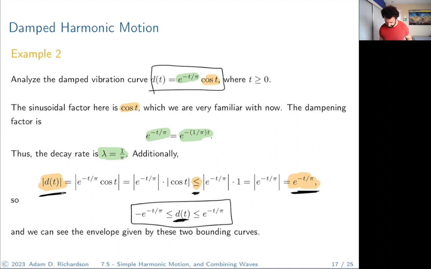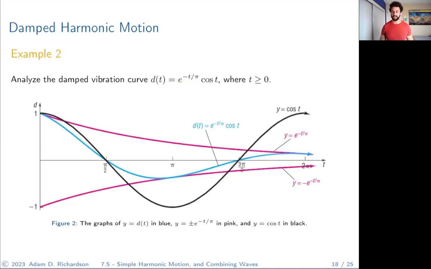It's really, really nice. So let's look at it pictorially. Let's see what's actually going on. So the black curve that you see here, that's just the standard cosine curve, cosine of t. The blue curve is what we get when we apply the dampening factor of e to the negative t over pi to it. So what's essentially happening is this. Let me grab my highlighter. We're taking this curve and we're applying a dampening factor to it. And when we do that, it becomes this curve right here, the blue one. The two pink curves, those are the upper and lower bounding curves.